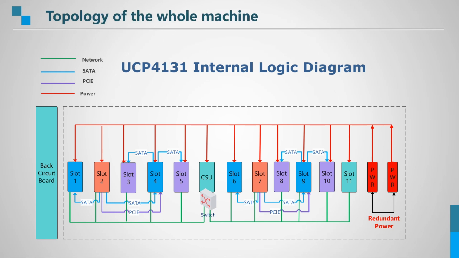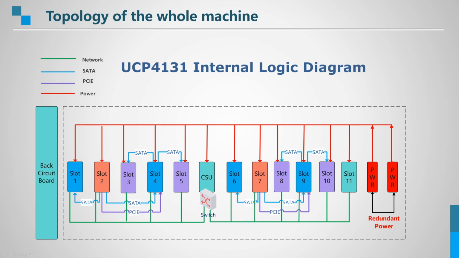The diagram shows the internal layout and connectivity of the UCP 4131 system. There are 14 slots in total, besides the labeled slot 1 to slot 11 for CCU and interface service unit. You can see slot 0 for CSU and 2 slots for power module. All the slots are connected by different types of buses. Green lines represent network connections. Blue lines represent SATA connections. Purple lines represent PCIe connections. Red lines represent power connections.